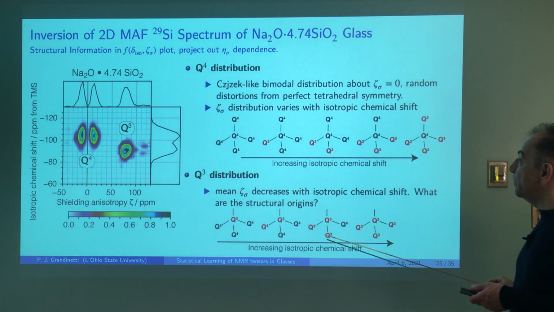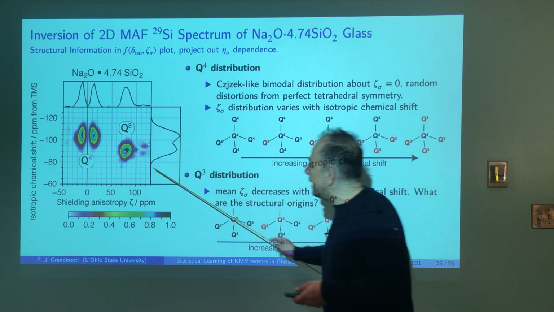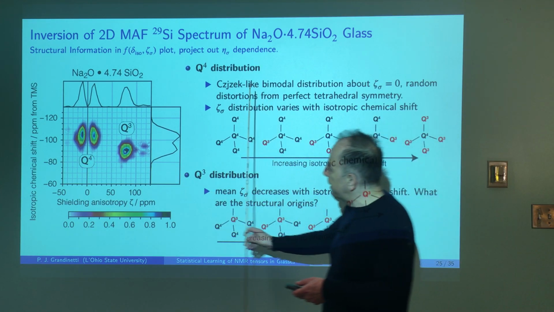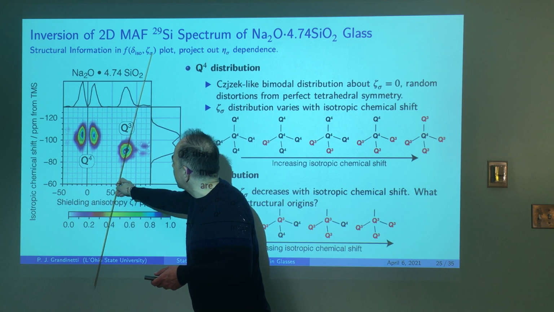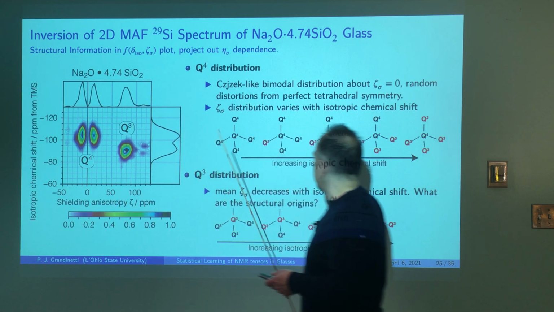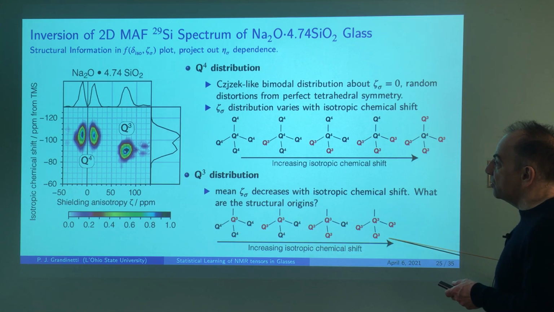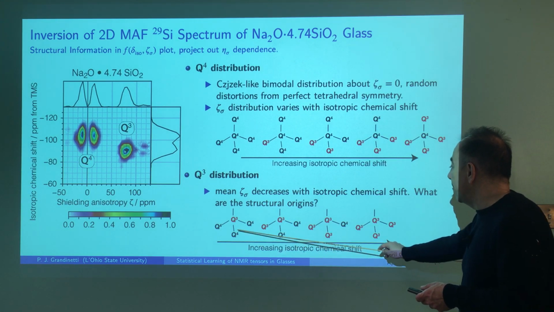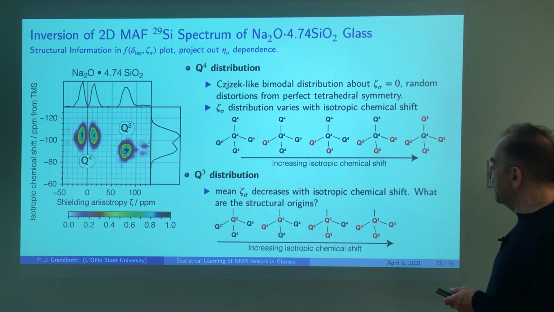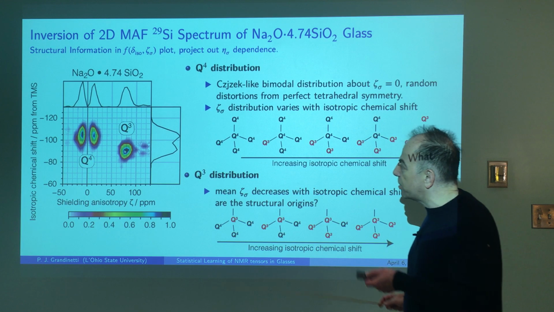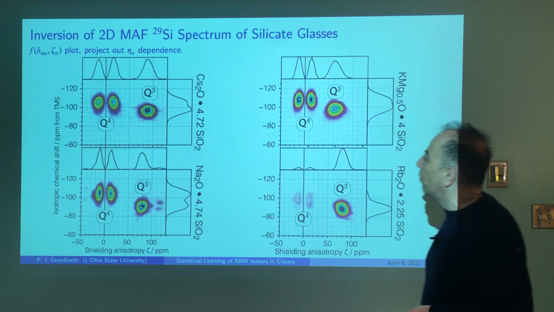For the Q3 distribution, as I said, this is more extended CZSimple-like. And here you see a slight decrease in the zeta as you increase the chemical shift. We expect that there should be some variation there too with increasing isotropic chemical shift due to changes in the next nearest neighbors. But details on what those structural origins are is something we're still working on.